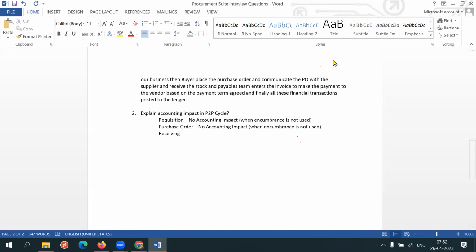Sir, after receiving, the inspection account gets debited. After delivering the stock, the inventory gets debited again, and after that, the receiving account gets credited. Then we make the invoice. Okay, invoice level accounting entry. Accrual account and liability account. The accrual account will be debited, and the liability account is credited.